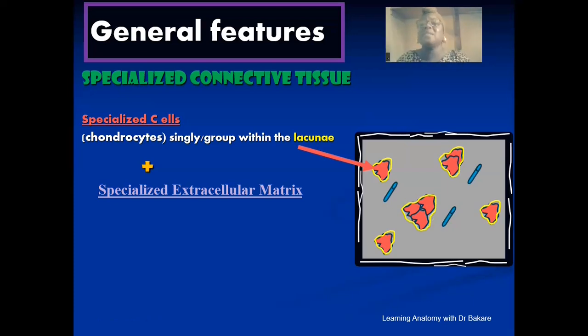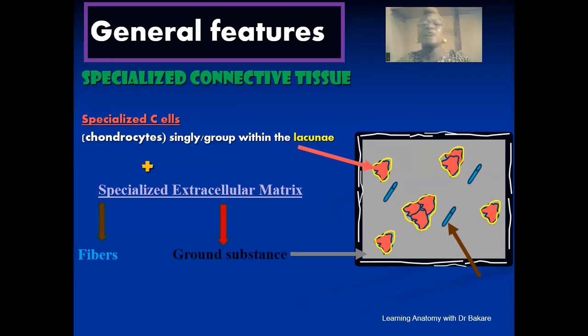chondrocytes are embedded. Then we have the specialized extracellular matrix. This extracellular matrix is basically made up of fibers and also the ground substance. This is the fiber here that is arrowed in brown. Then we have the ground substance here also that is arrowed in ash. This ground substance is like the background of the cartilage. It is onto this ground substance that the cells and also the fibers are embedded.